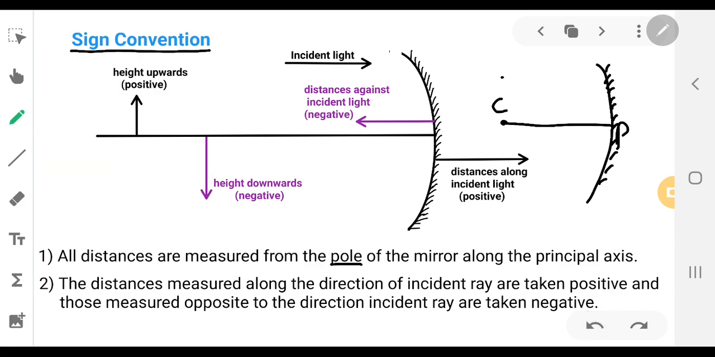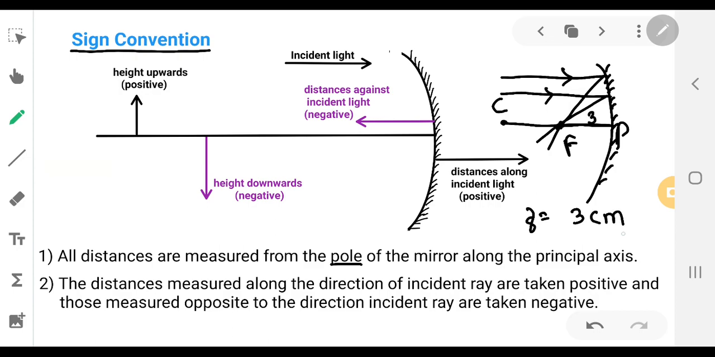When parallel rays are incident on the concave mirror, they reflect in such a way that they all meet at a common point. That is called the principal focus. The distance from the pole to the principal focus is called the focal length, f. Now what is the focal length of this mirror? Suppose this is 3 centimeter. f is 3 centimeter. What is the sign convention for focal length?